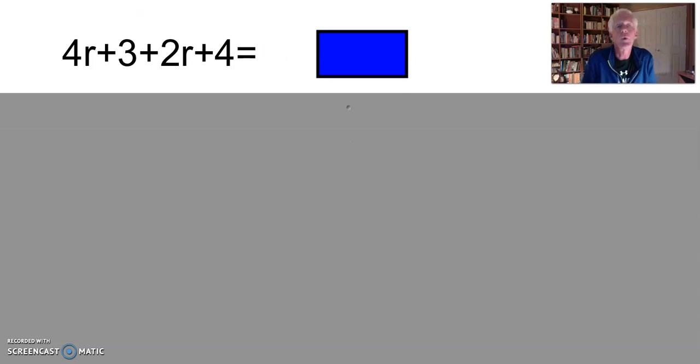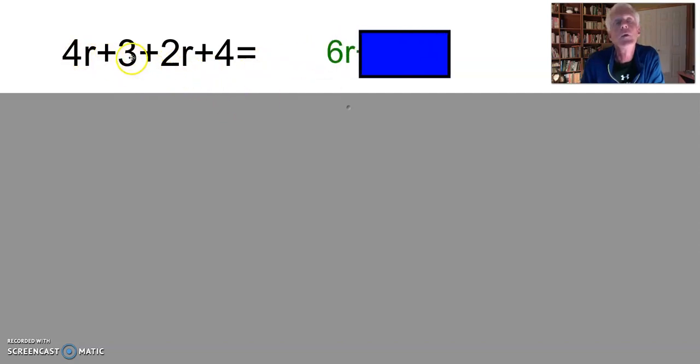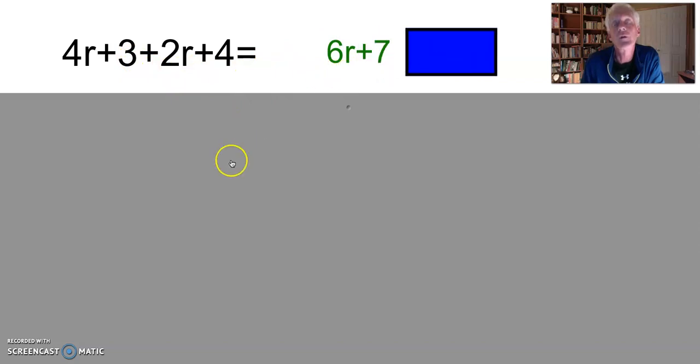I'm going to throw a couple of wrenches in here for you now. So now we have 4 terms. We have terms with some families, a family of r's. We have 4 r's and 2 r's. The stragglers, or the constants, are a group of 3 and a group of 4. We can combine the family and we can combine the constants, and we get 4 r's plus 2 r's is 6 r's. 3 plus 4 is plus 7.